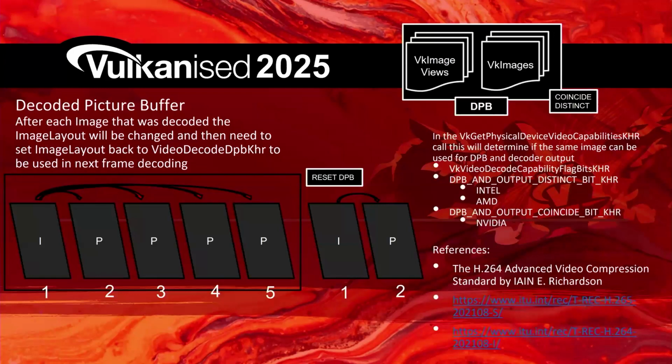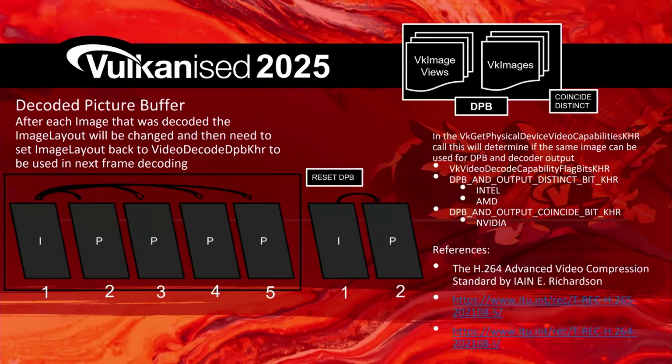Decoded picture buffer. This is probably the most challenging thing to understand in video if you've never worked with video. VA-API and VDPAU are good things to look at on how to handle this. But I think the best thing I found was the book by Richardson, The Advanced Video Compression Standard. That's probably the best one I've seen out there for understanding how you manage short-term and long-term reference frames and P frames. This is a simple example here.